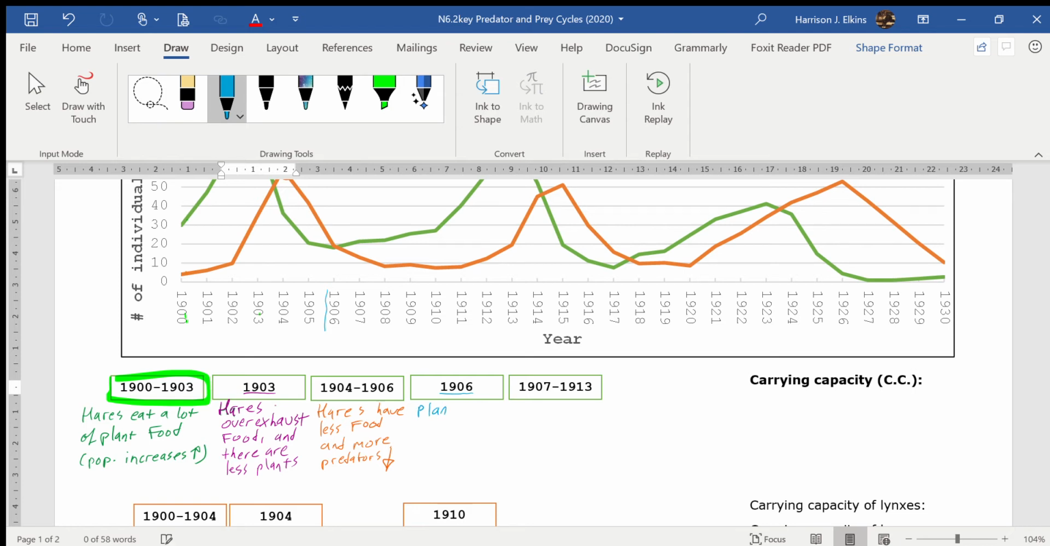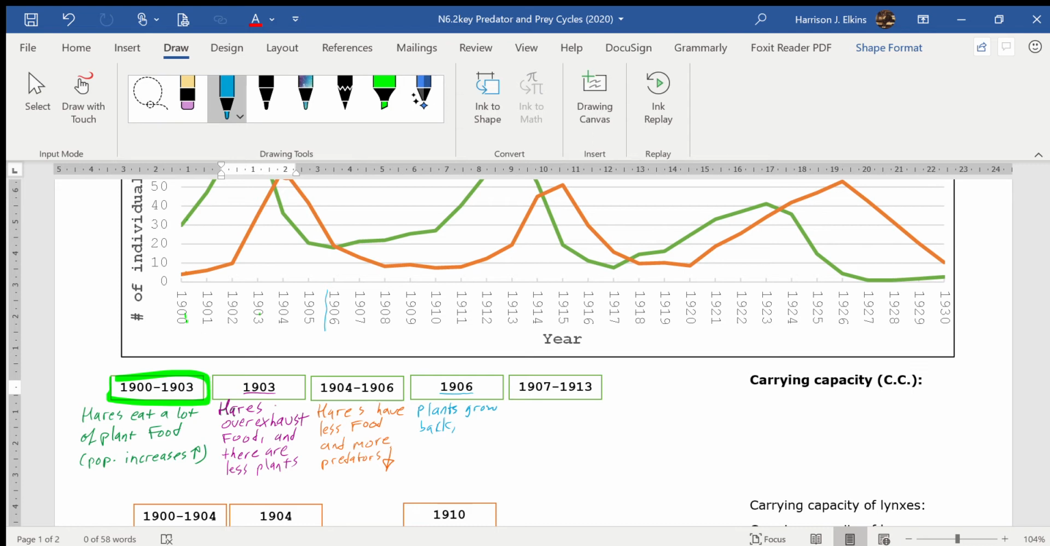Okay, so the plants are growing back because they haven't had as many herbivores eating them. They haven't had as many hares eating them. So they're going to start growing back, and that means, hey, now there's more food. So the hares are going to start eating more. And so that's why we see in 1906 they start to increase again.